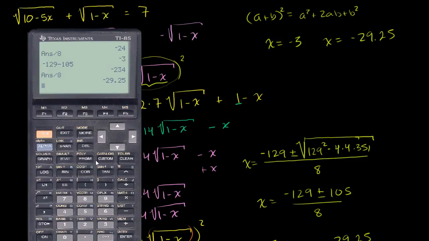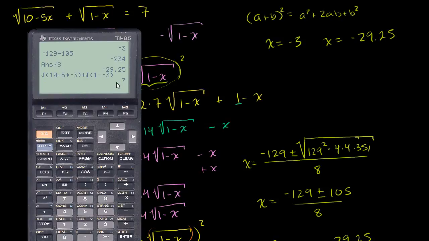All right. So let's try negative 3. We're going to take the square root of 10 minus 5 times negative 3. That's that right there. We got out of the radical. Plus the square root of 1 minus negative 3. 1 minus negative 3. I'm doing nothing in my head. Obviously, that would be plus 3 and all of that. What is that going to be equal to? It's equal to 7. So negative 3 definitely works.